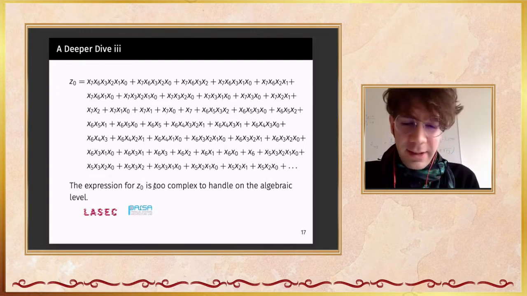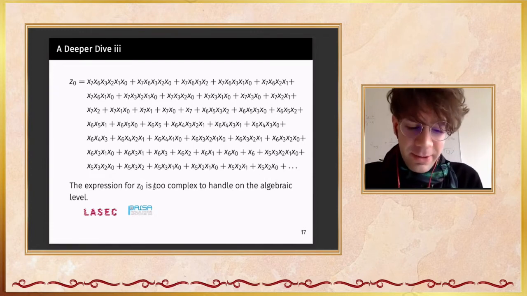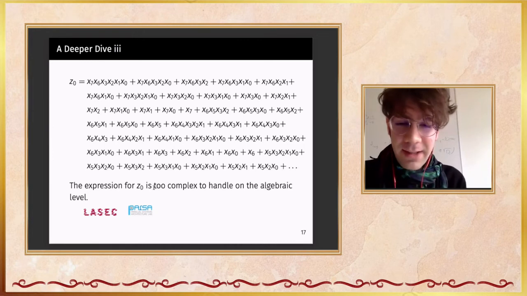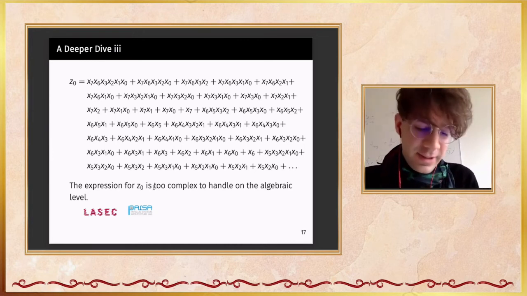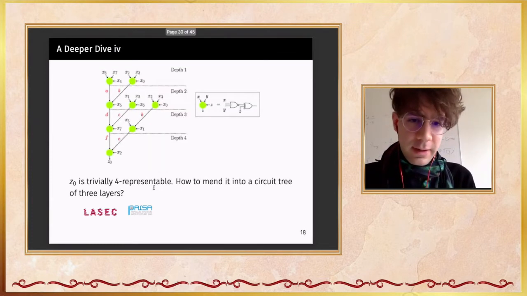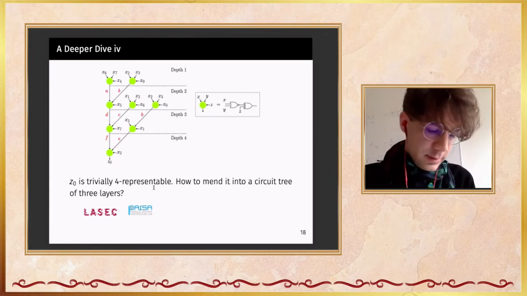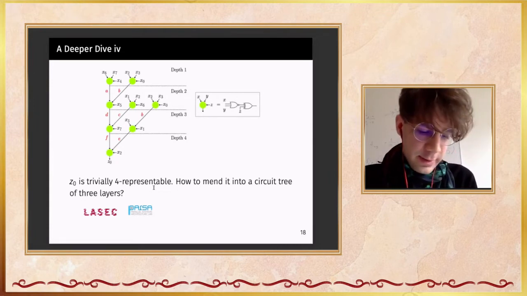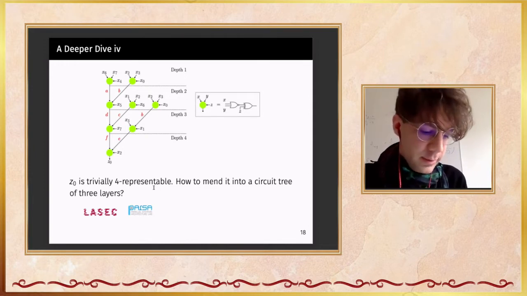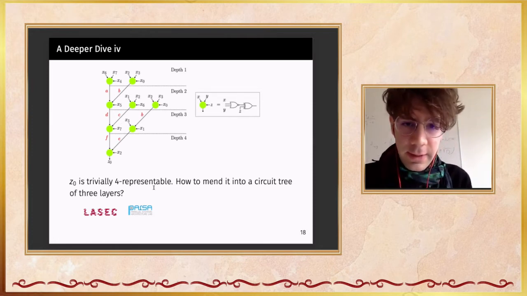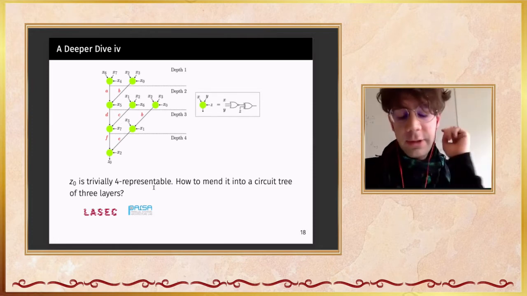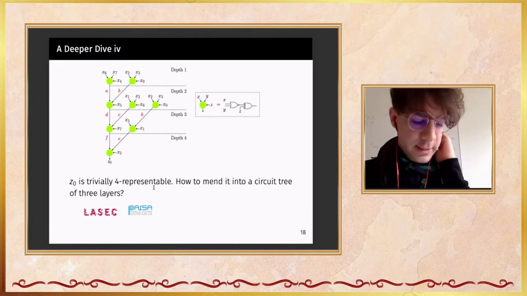The first obstacle one encounters when working with the 8-bit Skinny S-box is the immense complexity of the bit 0 expression, as shown here. So it's not really possible to directly proceed on the algebraic level. But we can go onto the gate level. First we note that bit 0 is trivially 4-representable, as shown in this figure. Here, each node is a 3-input quadratic function, for example x NOR (y XOR z).